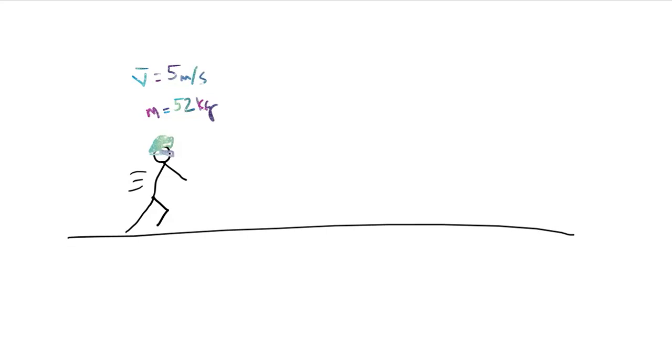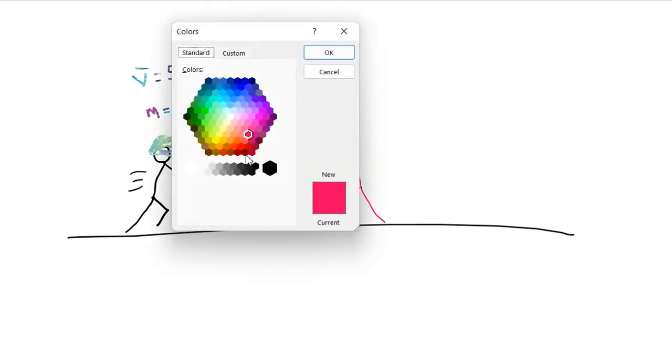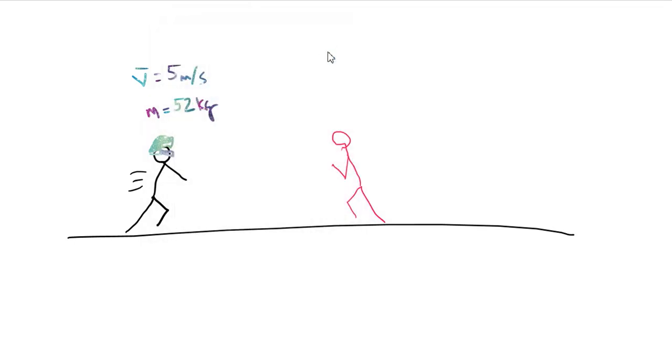And why are they running this way? Because there's a person from the other team. They're wearing red. And he's running this way. It's tricky finding colors on this. Okay, he's carrying his football like this. And we'll give him a helmet.